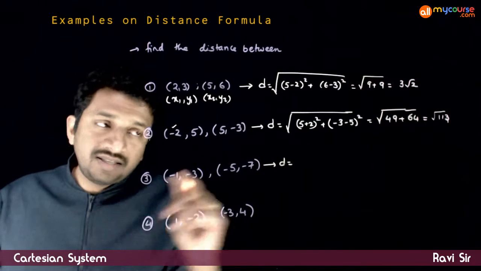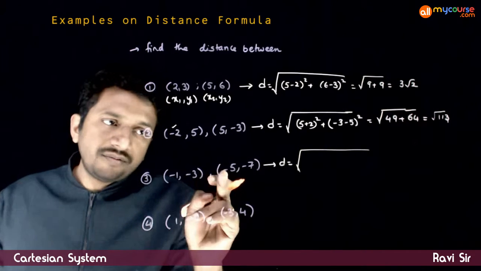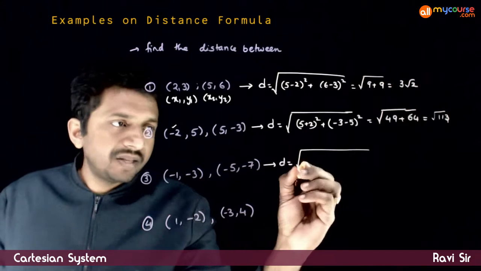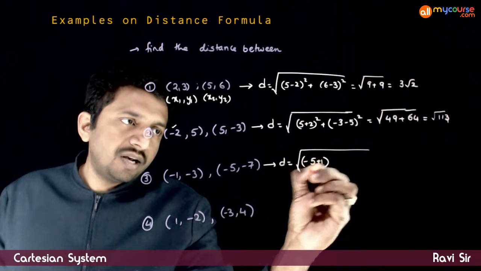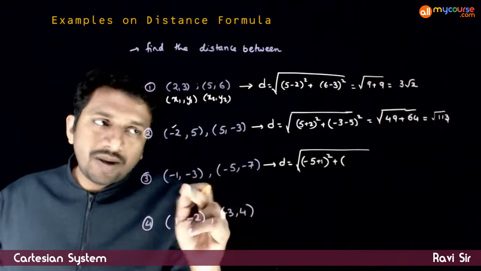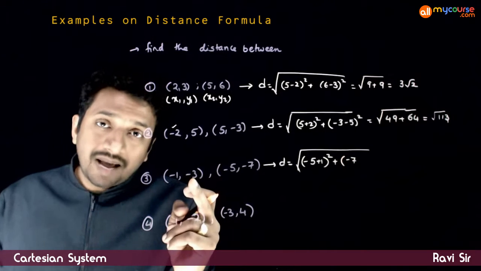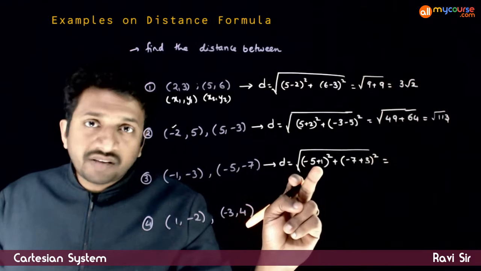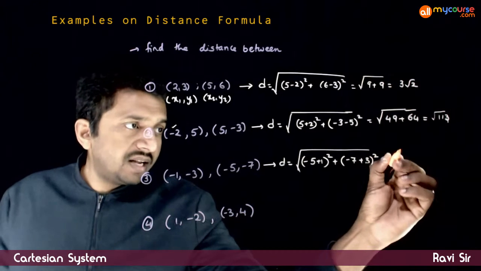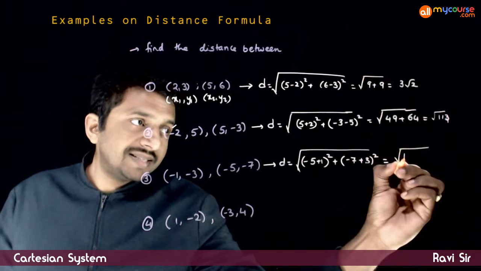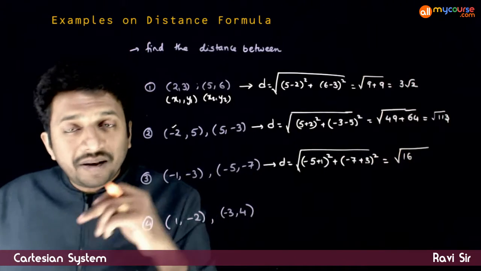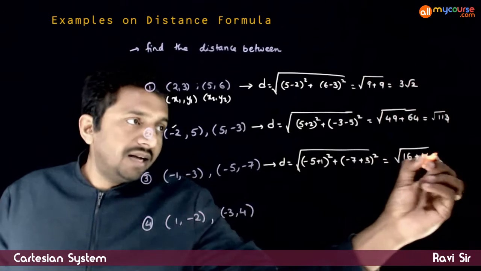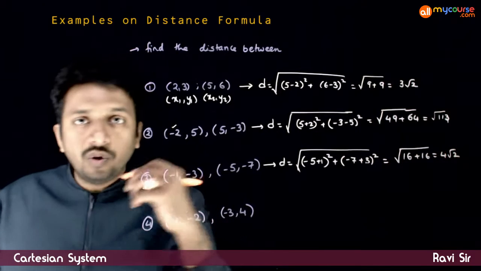Next, let us take these 2 points. Distance is equal to root of x2 minus x1, minus 5 minus of minus 1 is plus 1. So minus 5 plus 1 whole square, plus y2 minus y1, minus 7 minus of minus 3 is plus 3, whole square. So minus 5 plus 1 is minus 4, whole square is 16. Minus 7 plus 3 is also equal to minus 4, whole square is 16. That is equal to root 32, which is 4 root 2.